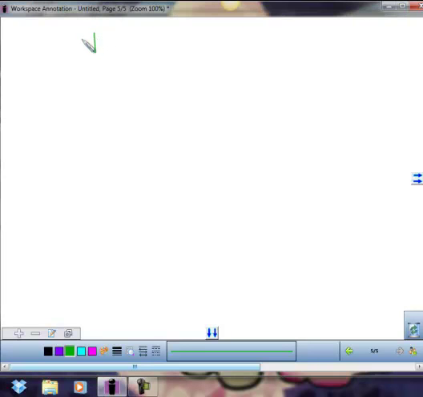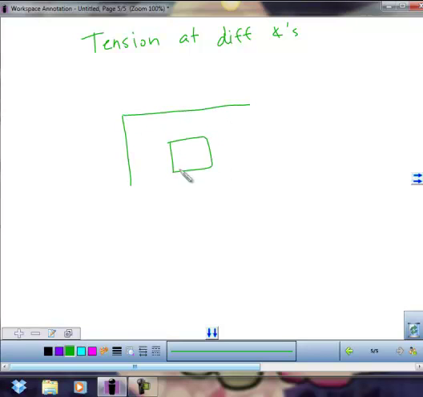Alright, in this video we're going to talk about tension at different angles. Sometimes you're going to see problems where you have an object that's hanging and you have a string that's tying it to the ceiling and a string that's holding it to the wall. So you have an angle here to the ceiling, and that is the same as the angle to the block. And then you have just a horizontal string.